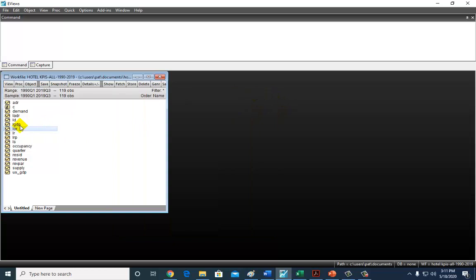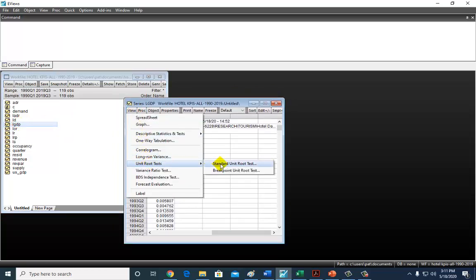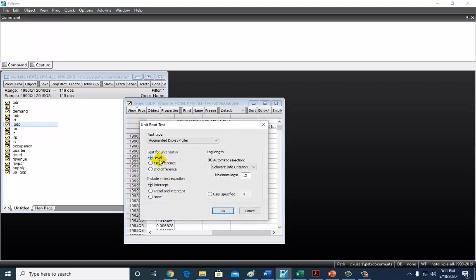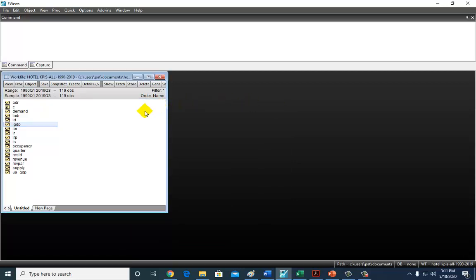The same way, you go to GDP and View and Unit Root Test Standard, leaving this at level, and I'm going to show that this is stationary at level, as you can see. And of course, that's the reason I'm using ARDL to do this. And ADR is also going to be I1.